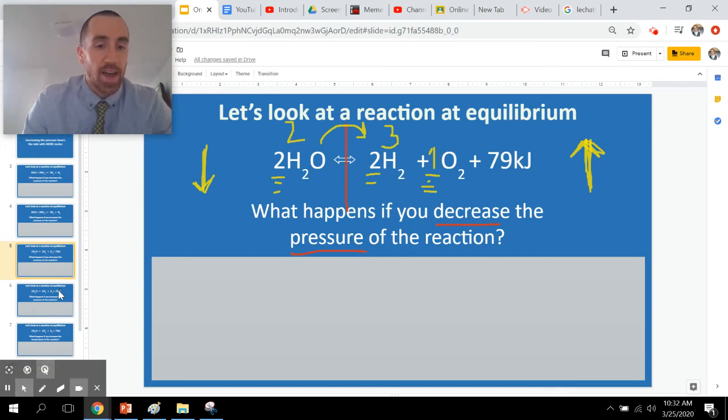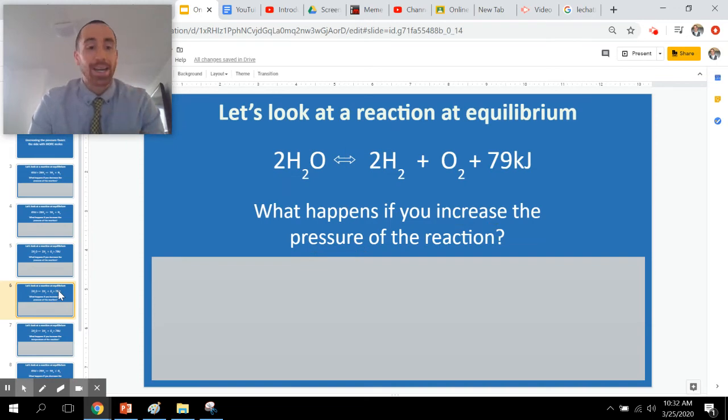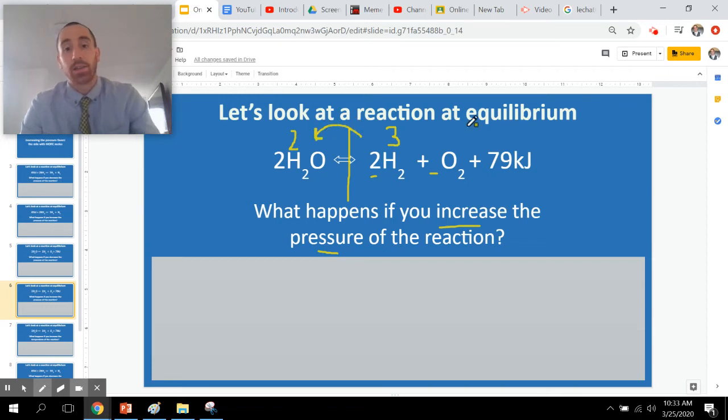All right, one more really fast one. We'll look at the opposite case scenario. Again, it's the same reaction. If you increase the pressure, it's going to favor the side with fewer moles. Again, you have 2 moles on the left. You have the 3 moles on the right. So an increase in pressure will favor the side with fewer moles, and the side with fewer moles is the left side. So this reaction is going to shift back to the left.